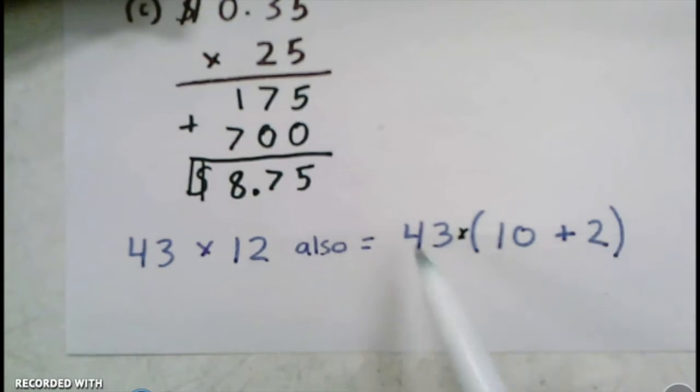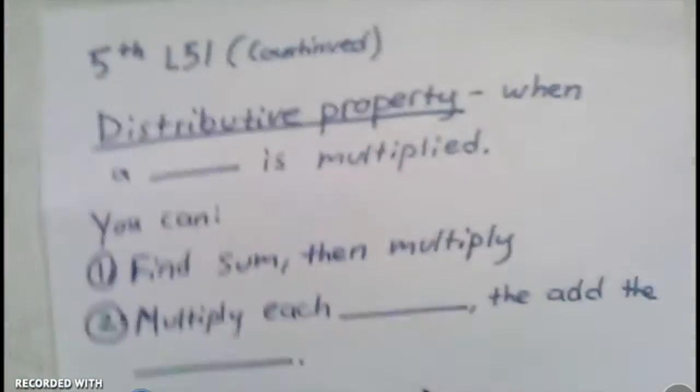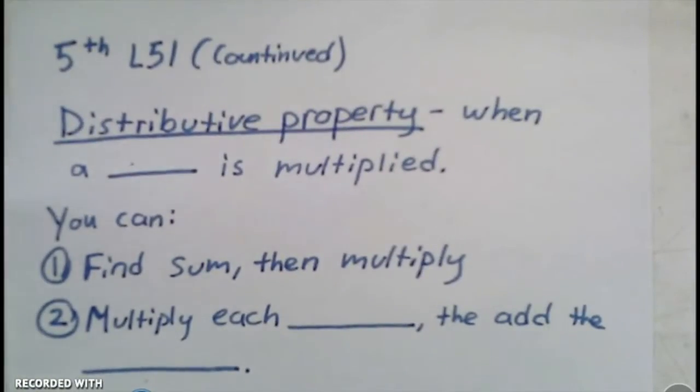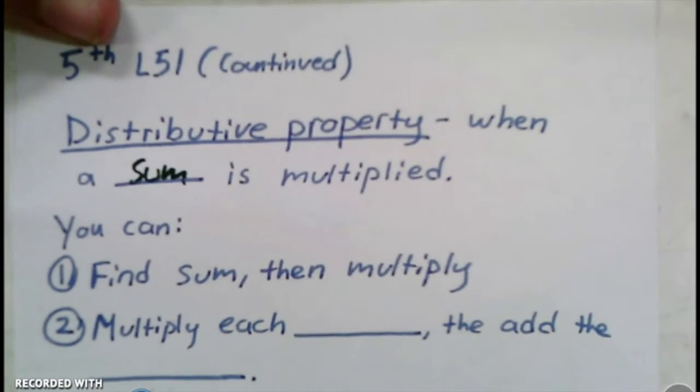This is called distributive property. Whenever we're multiplying a number times a sum, or actually a difference is true too. It's also called distributive property. So when we're multiplying times a sum, we call that distributive. Go to your second sheet. Distributive property. When a sum is multiplied.